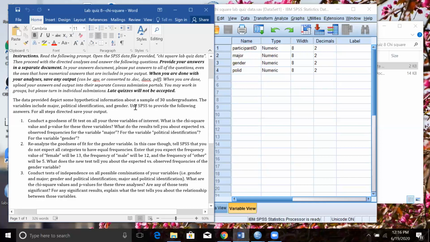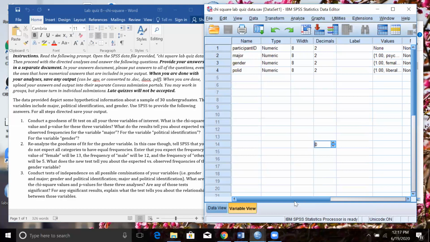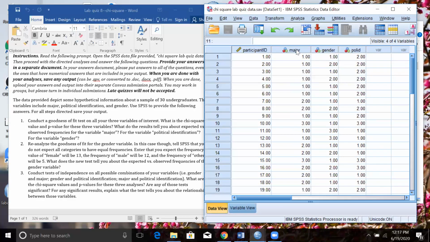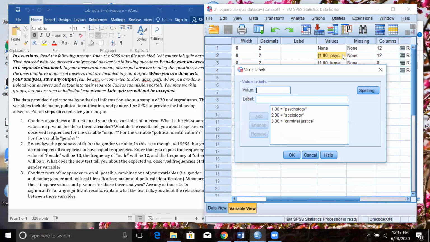So for this particular data set, it's a sample of 30 hypothetical participants, and the variables include major, political identification, and gender. So to orient you to the data set, and this is particularly relevant now that we're at the data analysis stage, and I've been helping a lot of you put together your data set. If we're dealing with categorical variables, it is always worth your time to create those value labels. The data in SPSS is typically quantitative if you want to do an analysis. So this string of 1s, 2s, and 3s, we want to make them mean something in terms of what does a 1 mean, what does a 2 mean.